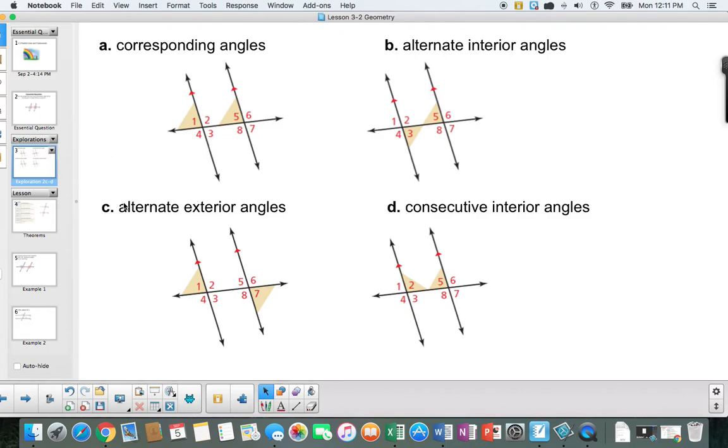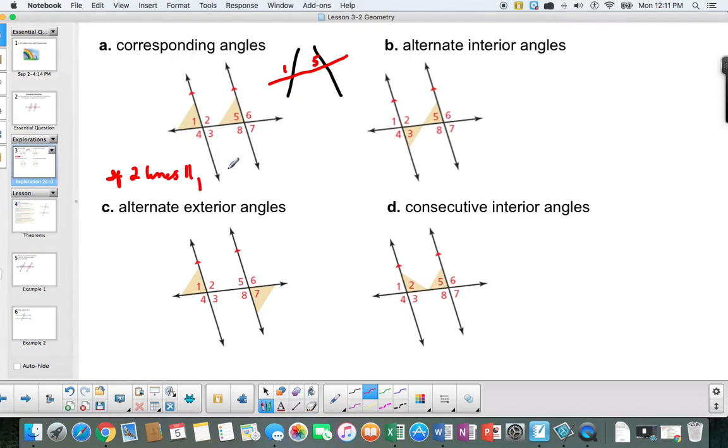Let me draw from the previous lesson. In the previous lesson we had two lines that were not necessarily parallel, and then we had a transversal. We have things like corresponding angles, like 1 and 5. You can see visually that 1 is obtuse and 5 is acute. In our exploration, when the two lines ended up being parallel to each other, we found that angle 1 was congruent to angle 5. They both have the same measure.